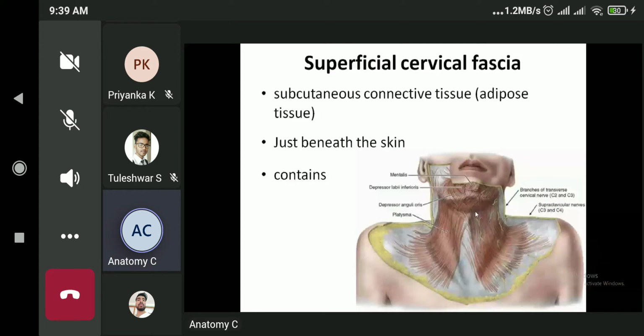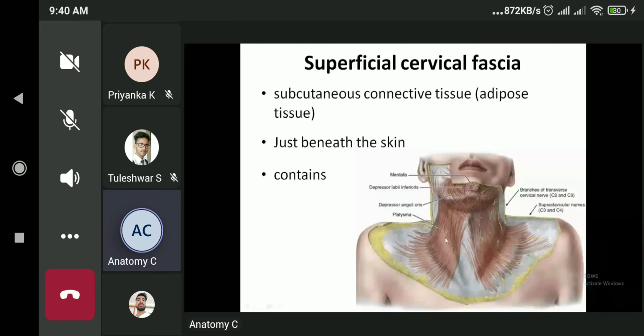This superficial cervical fascia has one important content, which is known as the platysma muscle. As you can see in this diagram, the skin has been reflected, and this is the superficial cervical fascia. One of its important contents is this platysma muscle. In human beings, the platysma is a vestigial muscle. It has no other function. In animals, you must have noticed that they can move their skin over the neck, isn't it? This is because of the platysma, but in human beings it is just a vestigial muscle.